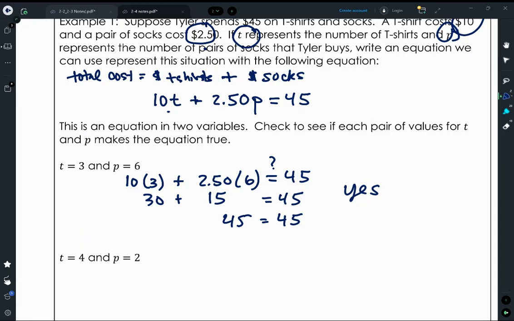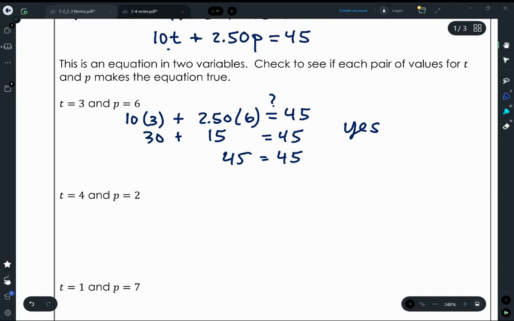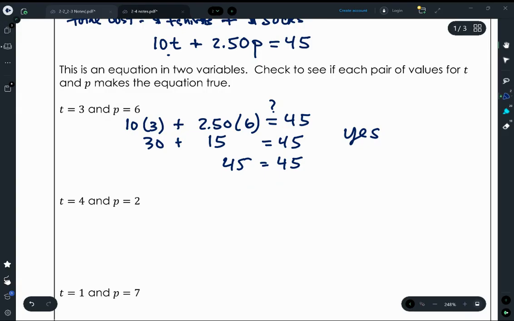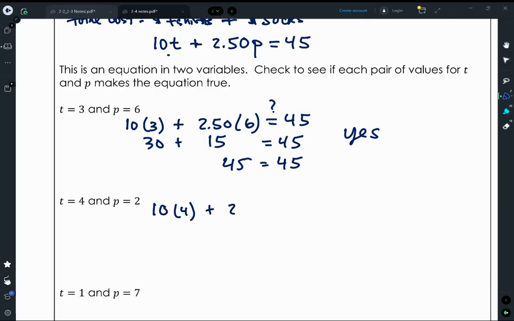All right, now we're going to try the next one. Now we're going to try t equals 4 and p equals 2. So we're going to do the same process. We're going to try our equation. So what if I spent $10 each on 4 t-shirts? Or I guess Tyler, right? Tyler's doing this. So 10 times 4 plus, and then we're going to spend $2.50 on each pair of socks, and this time we're buying 2 pairs of socks. Is that equal to $45?